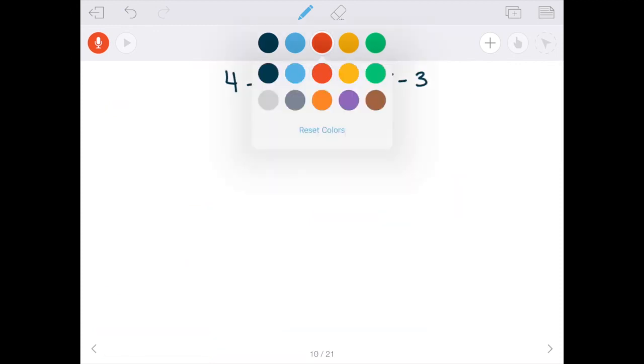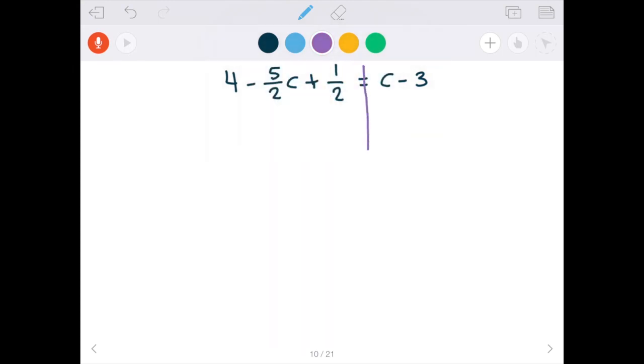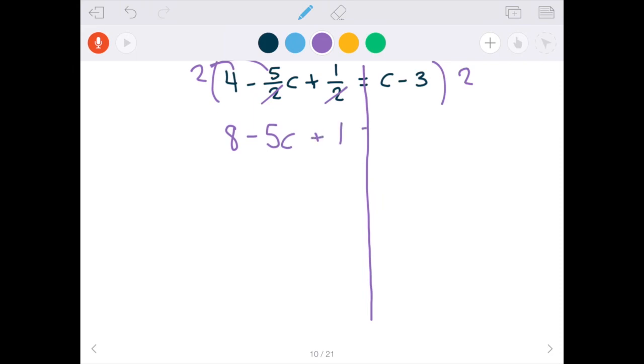Next one. Ooh, let's go for purple. All right, we have no distributive property in this one, so we can go straight to eliminating these fractions by multiplying everything times 2. 2 times 4 is 8. 2 times 5 halves, since the 2 matches, get rid of it, minus 5c. 2 times 1 half is 1. C times 2 is 2c, and negative 3 times 2 is negative 6. Now we can solve like normal.